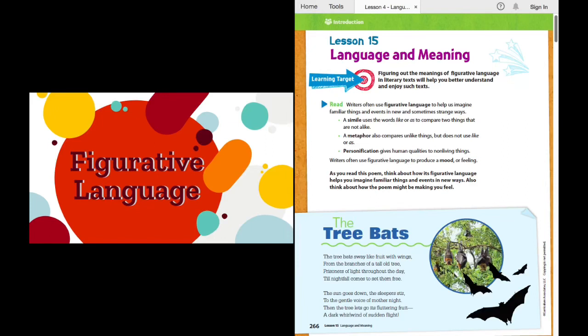Hey fifth graders, so we're back with another lesson. This is lesson 4 and we are going to take a look at figurative language today.